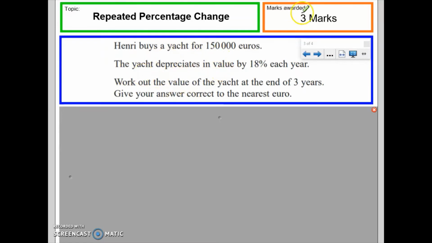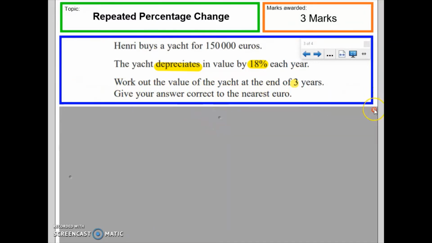Okay, so this question was allocated 3 marks. Let's have a look at the important bits of information. I already mentioned the word depreciates. So we know that the price of the yacht, the value of the yacht, is decreasing each year. It's decreasing by 18% each year, and we want to know the value of the yacht at the end of 3 years. So there's my important bits of information. We're also asked to round to the nearest euro. That'll be important for finishing off our calculation.